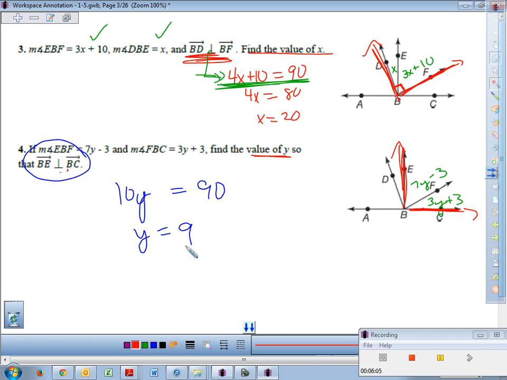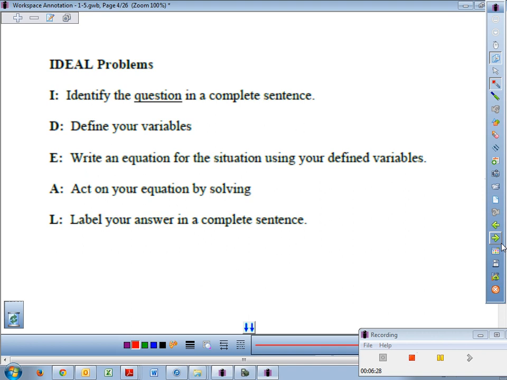So if y was 9, this would be a right angle. Cool? But I think it was still good practice to put that right angle box. Here they straight up said, hey, they're perpendicular. Here they said, what would y have to be to make them perpendicular? So it's a wishy-washy kind of deal. Cool?